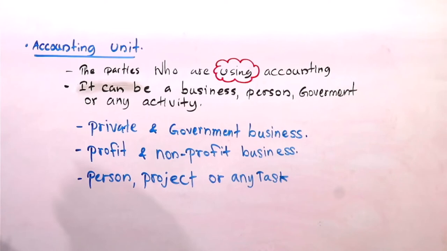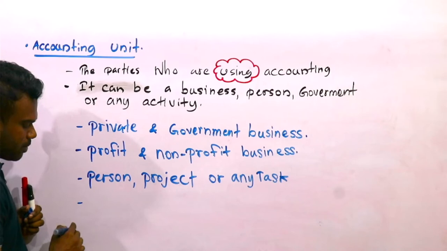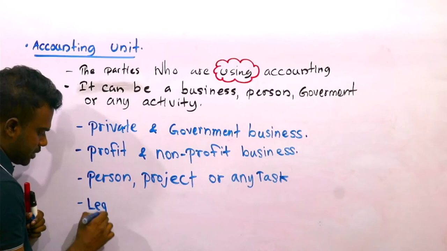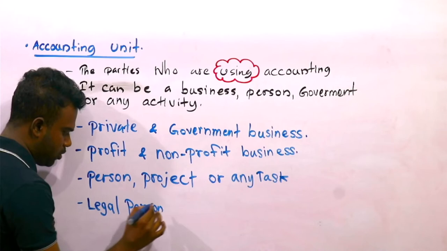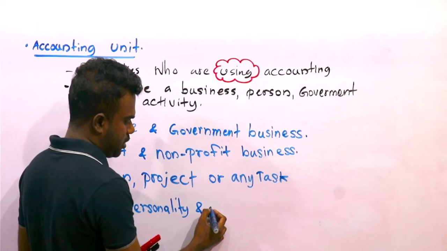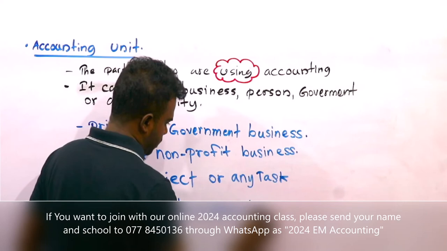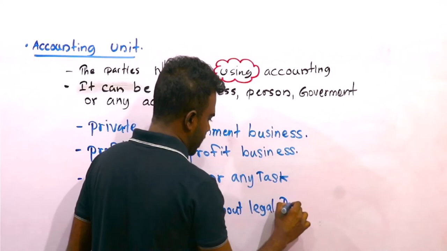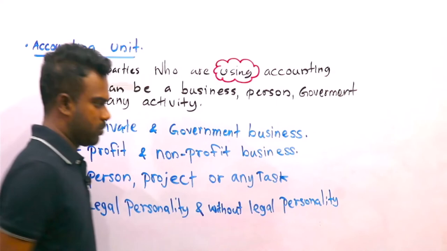Right now, the last one. Accounting unit, actually, I will explain this one now. Legal personality. Some businesses have legal personality. Don't worry, I will explain now. Legal personality and without legal personality. Write down now, I will explain without legal personality. I will explain this last point with a scenario.